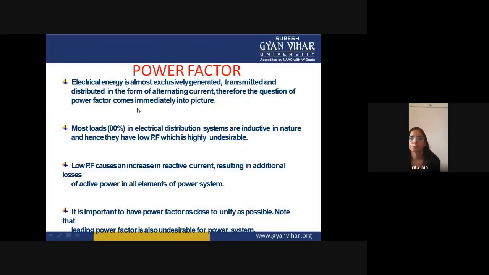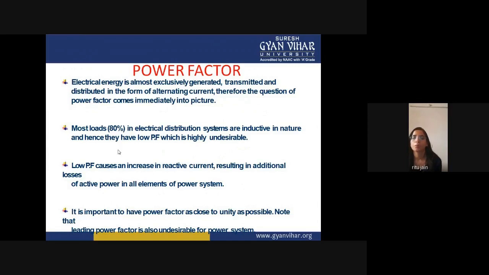Most of the loads, around 80% in an electrical distribution power system, are inductive in nature, and hence they have a low power factor, which is highly undesirable. Low power factor causes an increase in reactive current, resulting in additional losses of active power in all elements of the power system. So it is important to have the power factor as close to unity as possible.